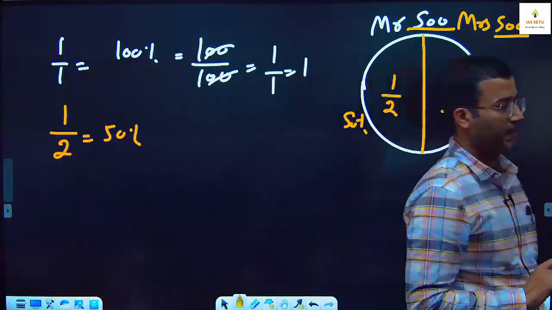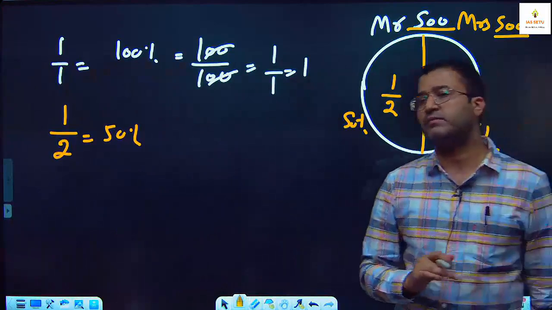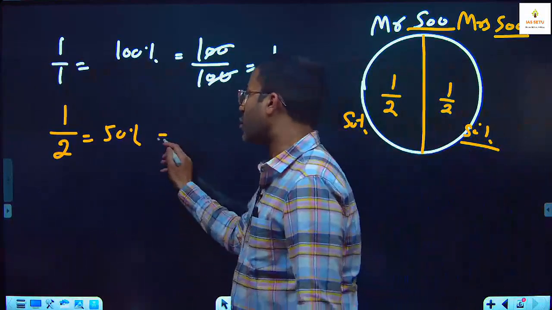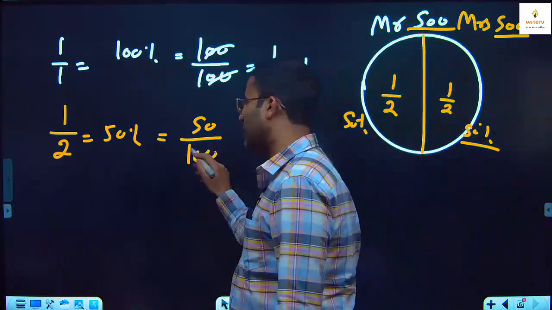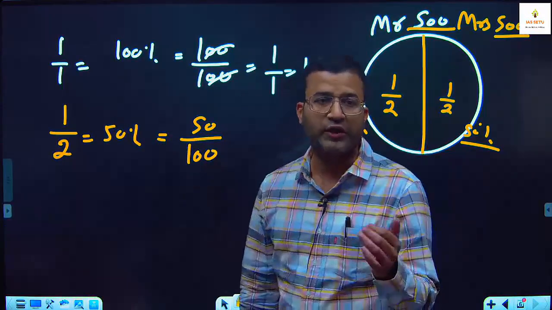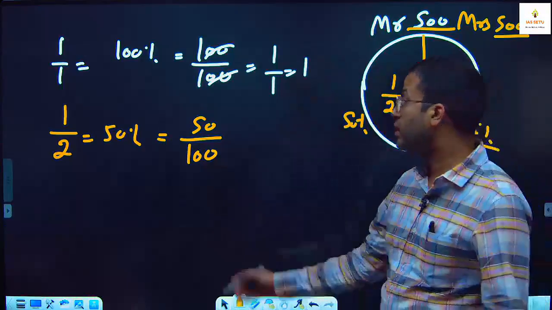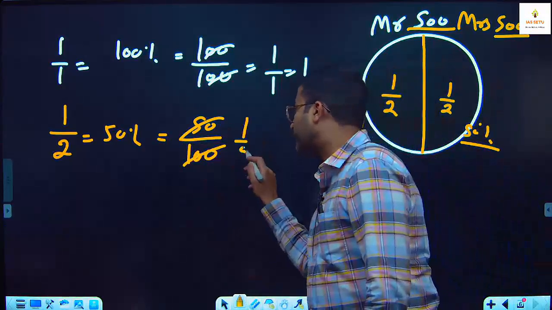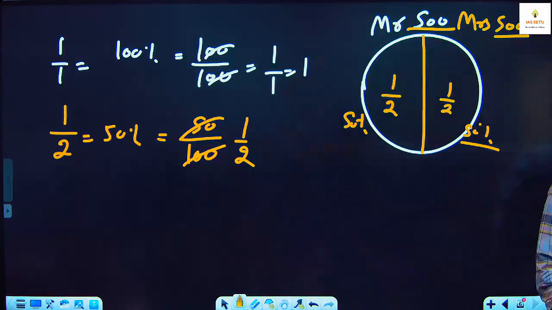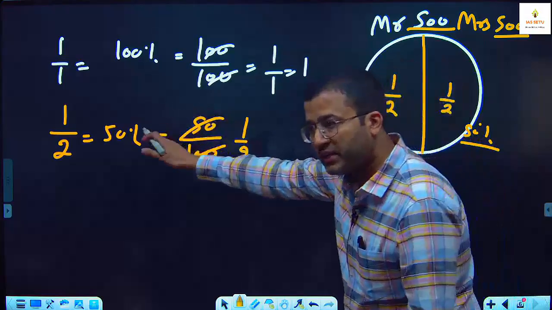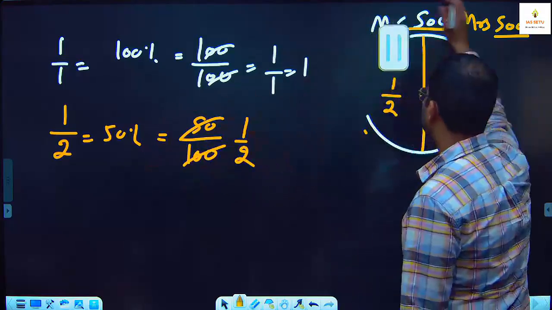50% is half. Or if you got 50% marks during school days, how do we represent 50% marks? 50 out of 100. Yes? 50 marks out of 100 is 50%. If you simplify it, can we say it is 1 by 2? So half is 50%, 50% is half. Okay. So this is 100% 1, 50% half. Now next.